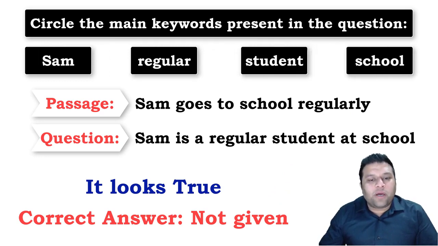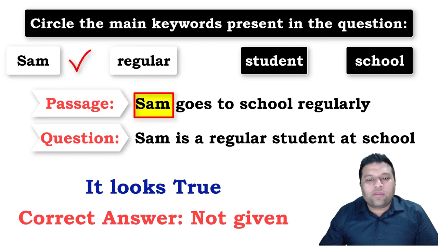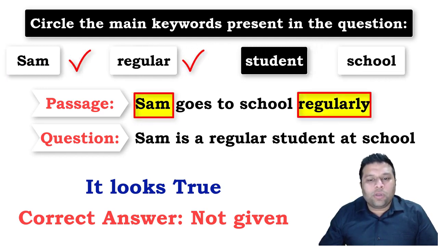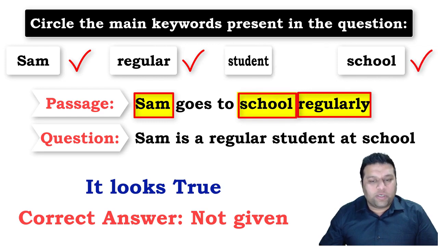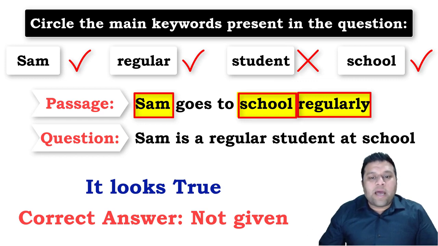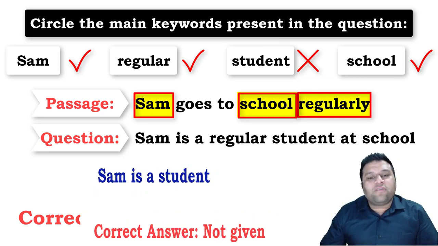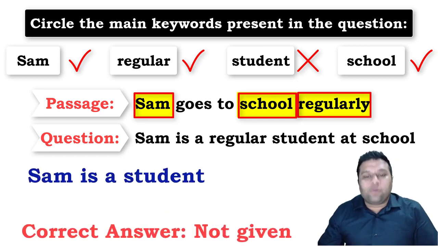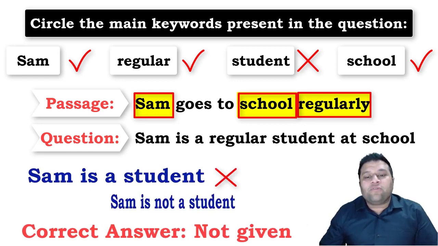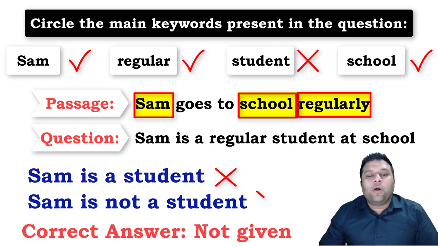Can I find Sam there? Yes. Can I find regular there? Yes. Can I find school there? Yes. But can I find student? Right? The answer is no, I cannot find student there. The question says Sam is a student at school. Does the passage say Sam is a student? No. Does the passage say Sam is not a student? No. In fact, they're not even talking about Sam's status, whether he's a student or not. So the answer is going to be not given.